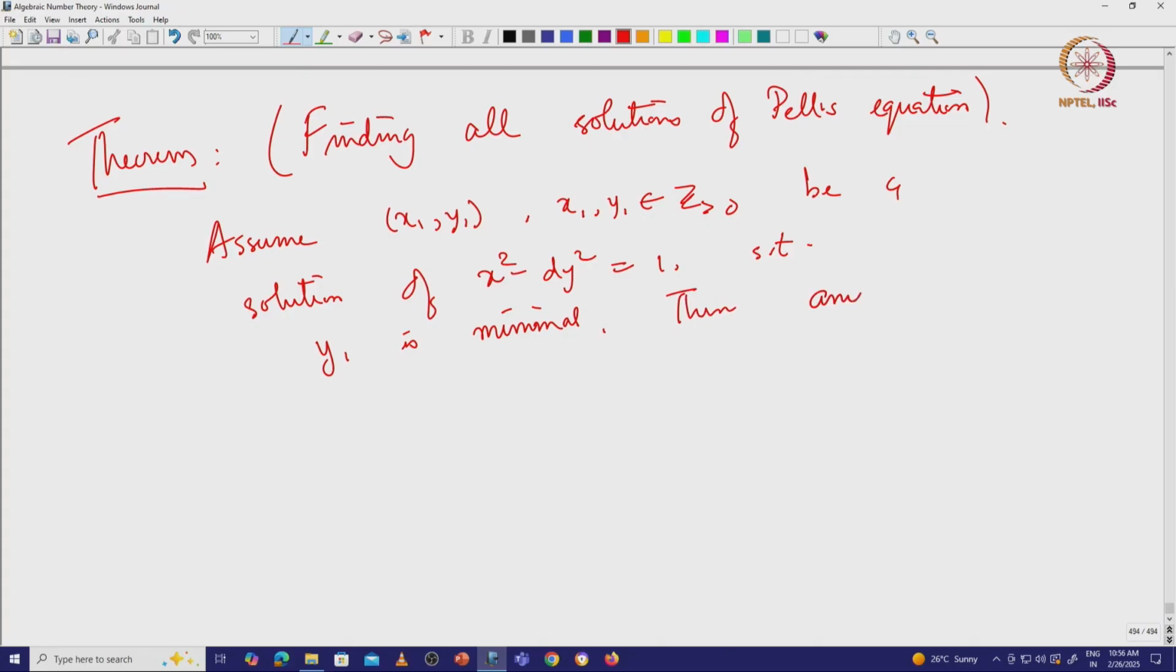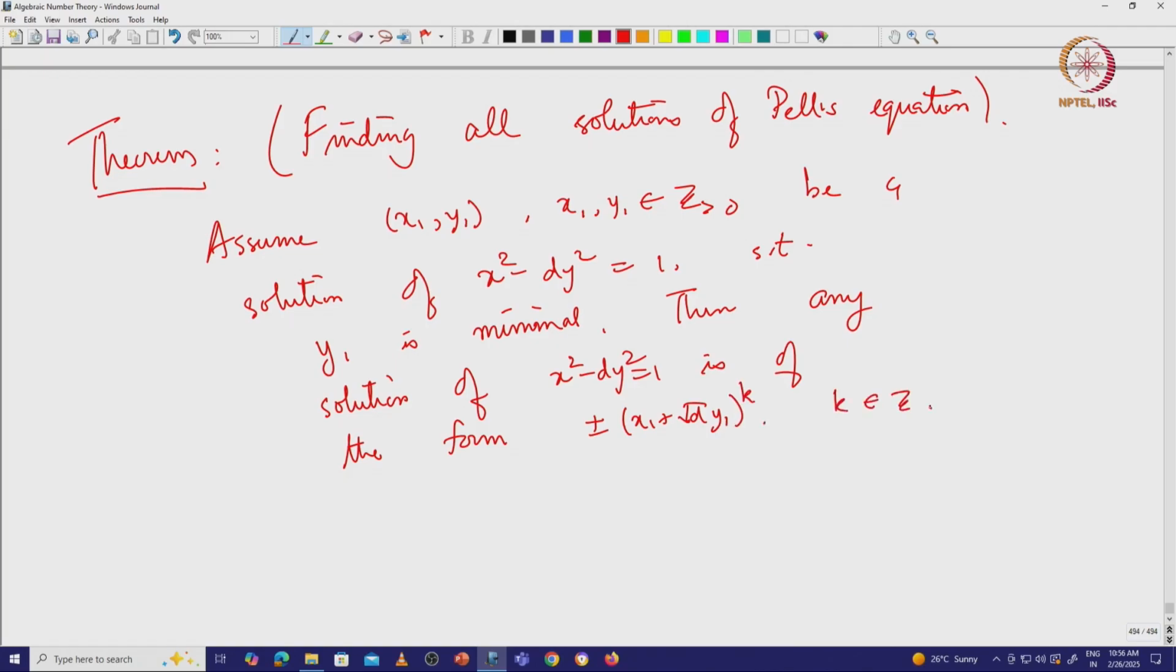Then any solution of x square minus d y square equals 1 is of the form plus minus x1 plus square root of d y1 to the power k, where you are even allowed to take negative powers. And so, if you are just looking for solutions in positive integers, you just look at positive powers and plus as the sign.